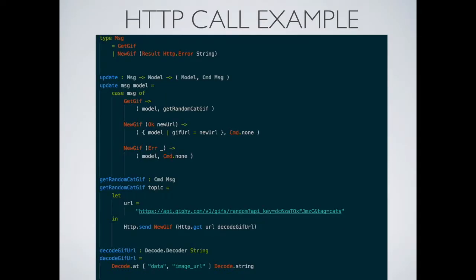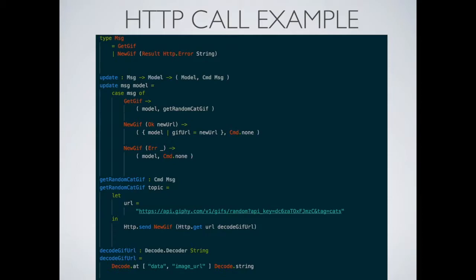All right, so let's see how an HTTP call is handled in Elm. First of all, let's say we call the get GIF message from HTML somewhere. So what does that mean? It will basically just return the model, so you don't have to do anything with HTML at this point, and it will send the message get random cat GIF to the Elm runtime. So what does get random cat GIF consist of?